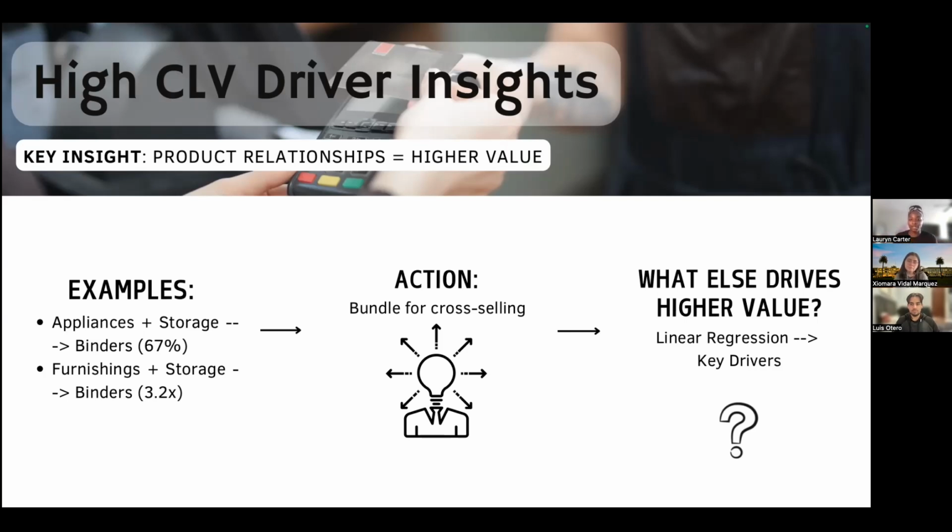So we see those product relationships and how they can be implemented to better serve Global Superstore. But now we want to see what other factors drive high CLV and other purchase patterns. So we ran linear regression. Next slide.